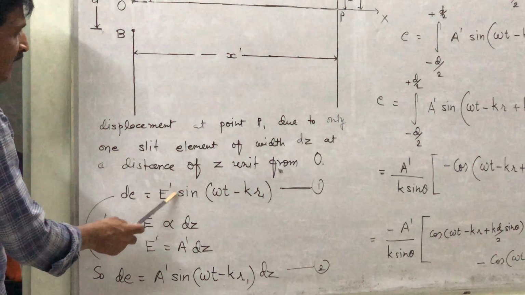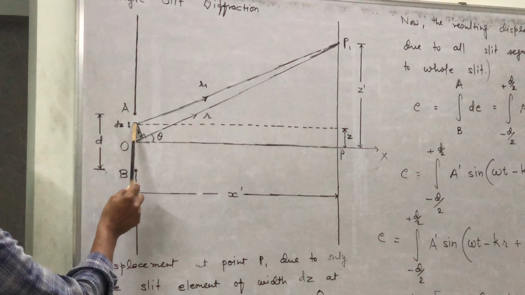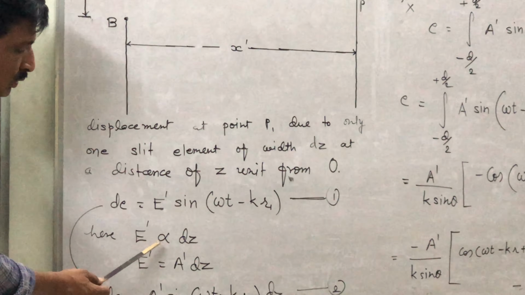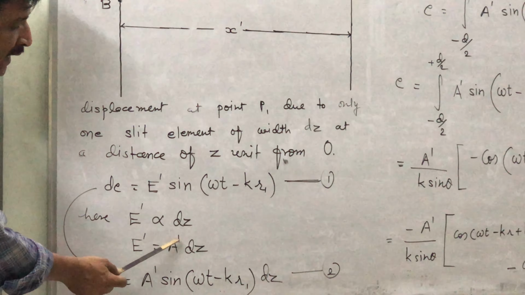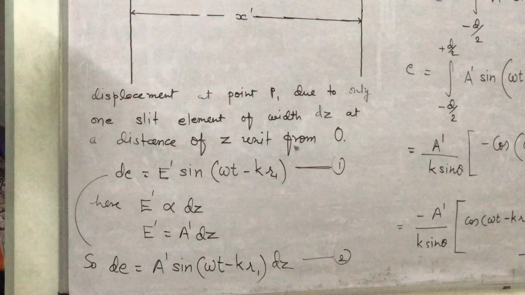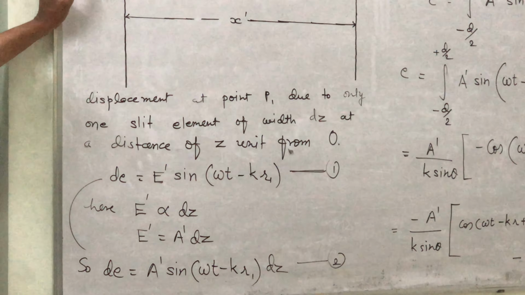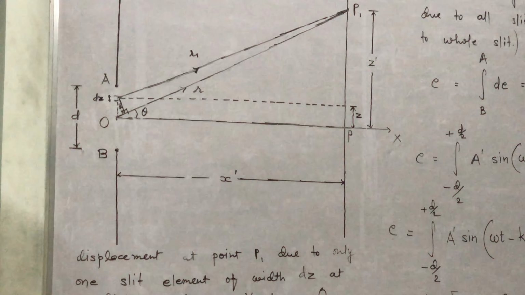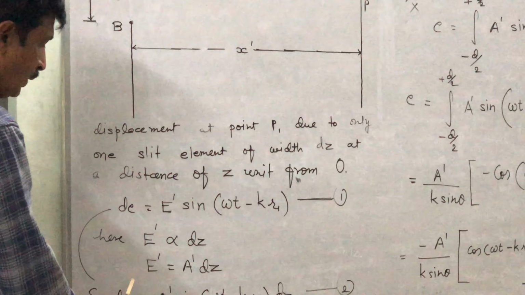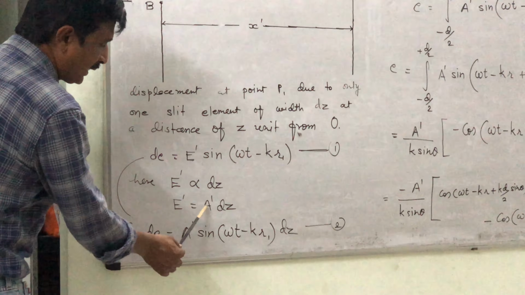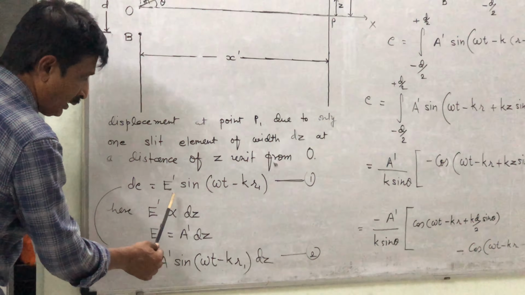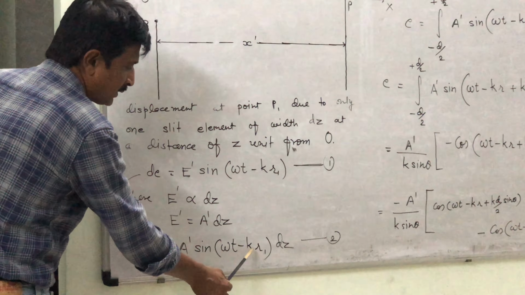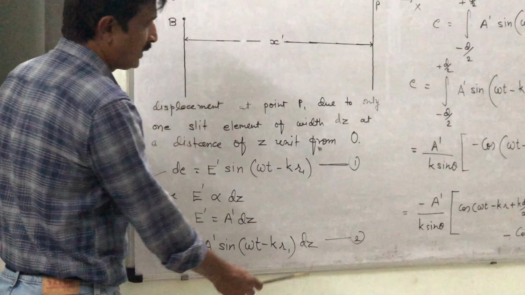But we know that E dash varies with the width of this element. If we want to remove the sign of variation, E dash equals A dash dz. A dash is the proportionality constant which depends on the actual source. If the actual source has greater intensity, A dash is greater. So dE is, replacing E dash with A dash dz, dE equals A dash sin(omega t minus k r1) dz. This is result number 2.